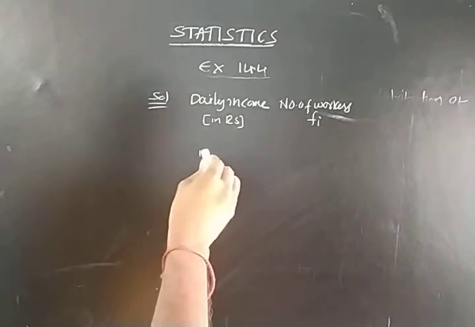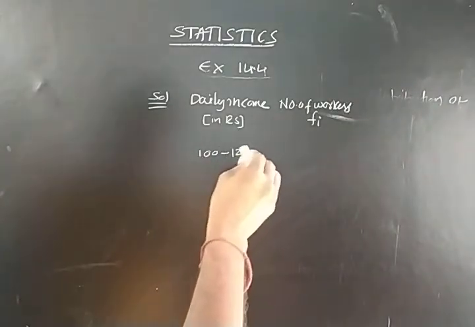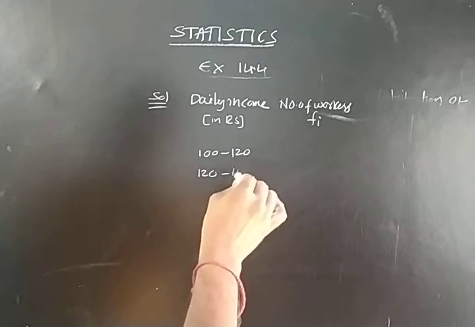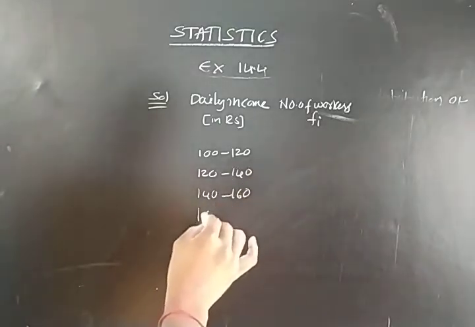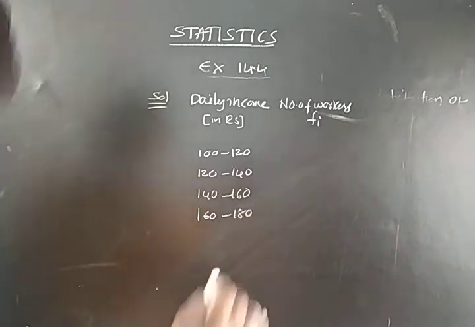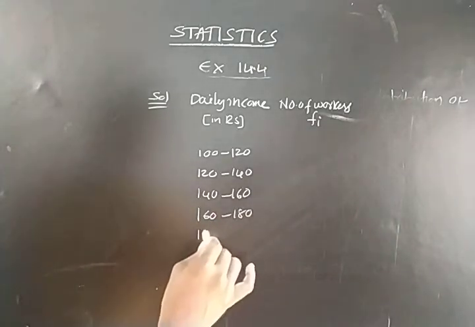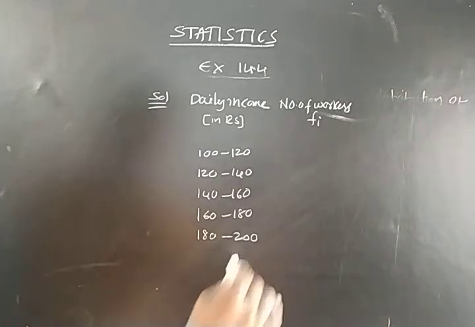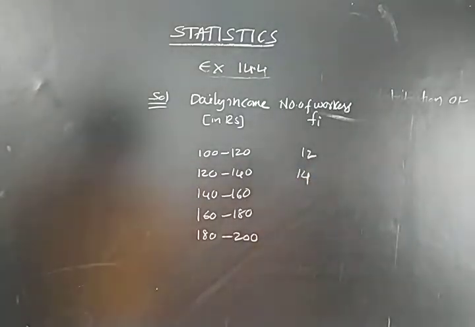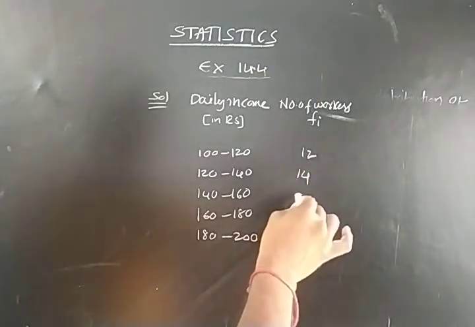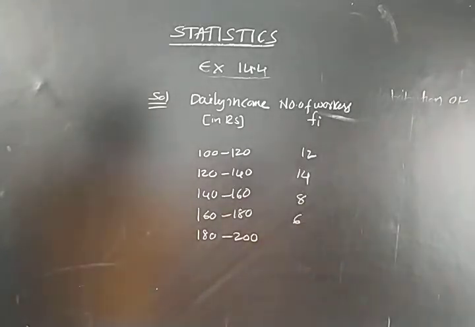So income is 100 to 120, 120 to 140, 140 to 160, 160 to 180, 180 to 200. Frequencies: 12, 14, 8, 6, 10. Okay, so this is daily income and number of workers. This is the given question.